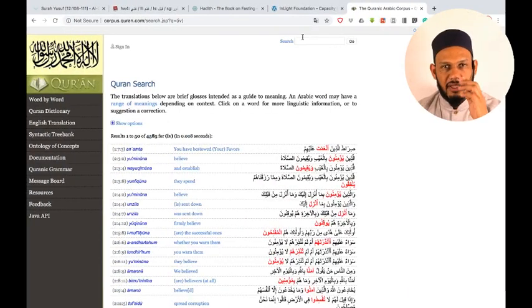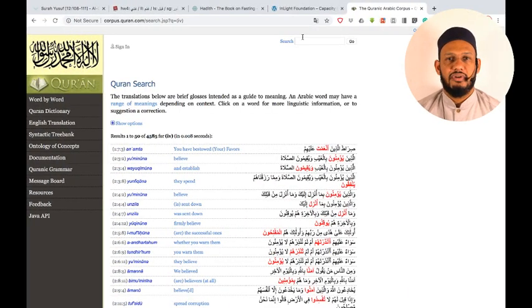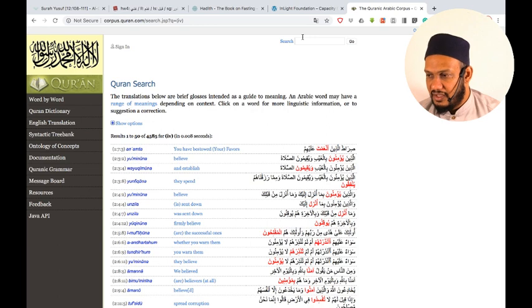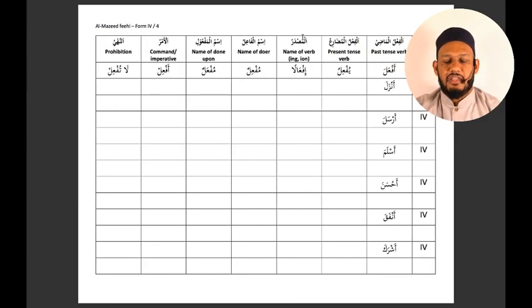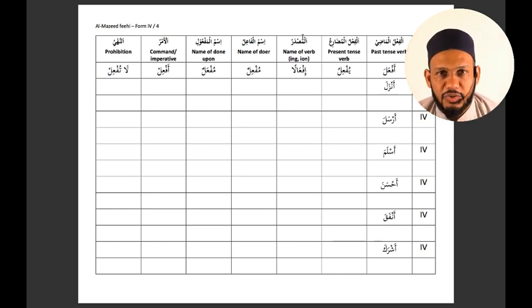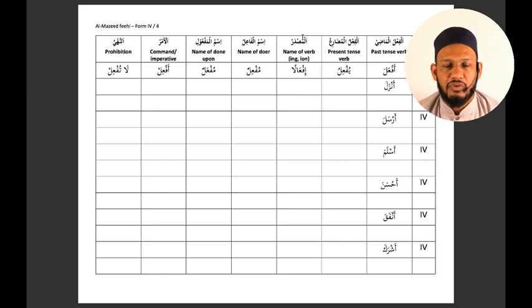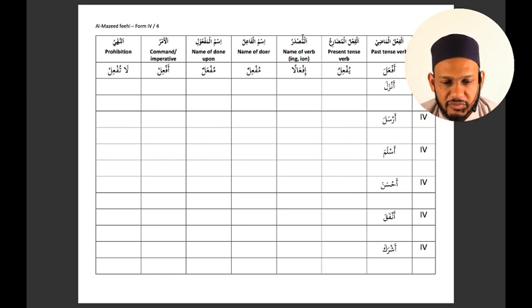From memory, أفعل يفعل إفعالا. Again, أفعل يفعل إفعالا. Okay, the verb is in your WhatsApp. If you didn't access it yet, the verb's in your WhatsApp. Next one: مفعل مفعل، اسم فاعل، مفعل مفعل، اسم مفعول.